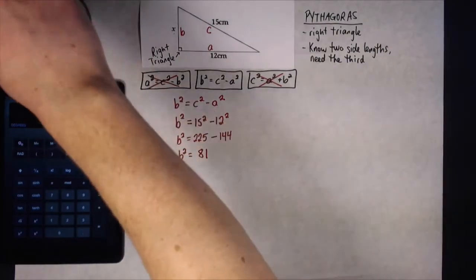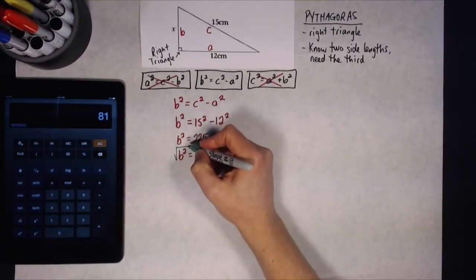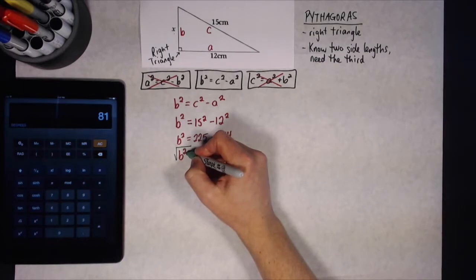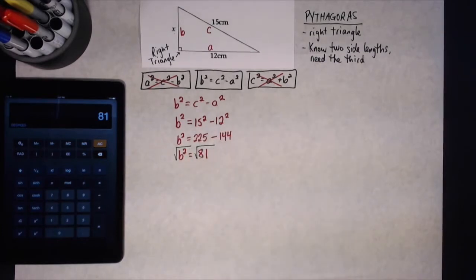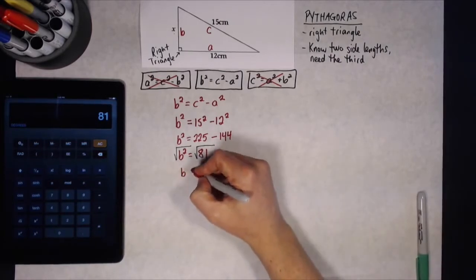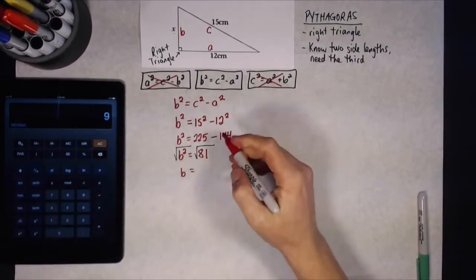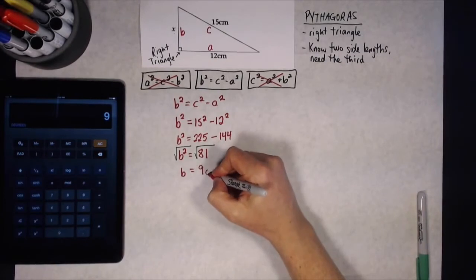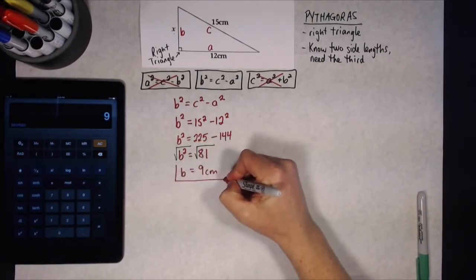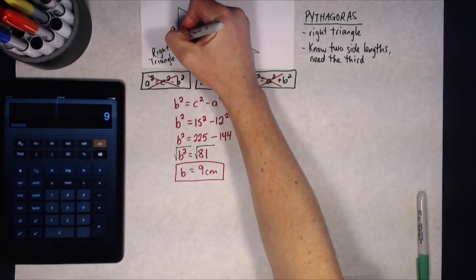So to get rid of that squared, I need to take the square root. Taking the square root on this side gets rid of the squared here, but if I do it on one side, I have to do it on the other. So I'm going to need to take the square root of 81 to get a value for b. And the square root of 81, if I hit the square root button, I get 9. My measurements were in centimeters. So side B measures 9 centimeters.